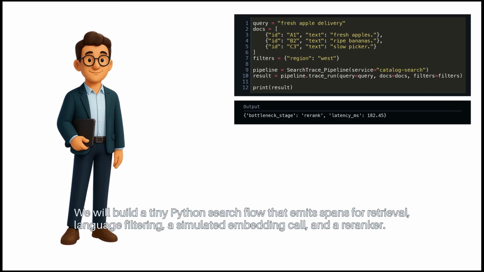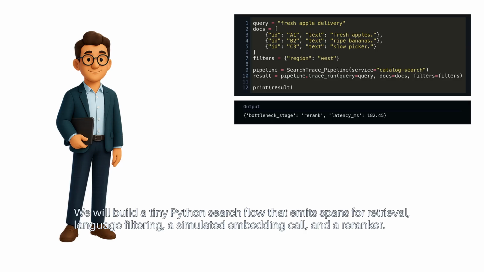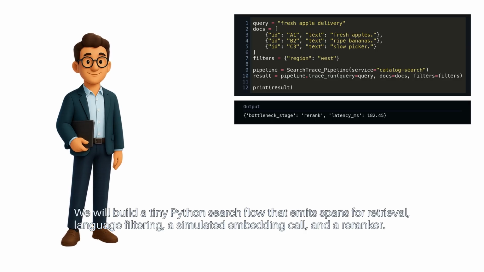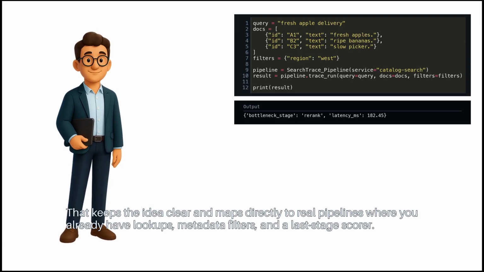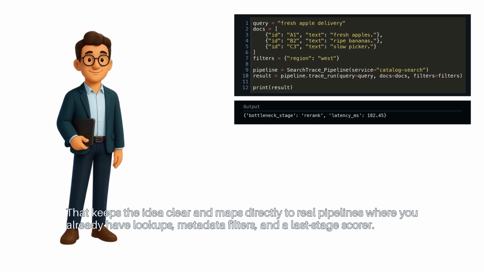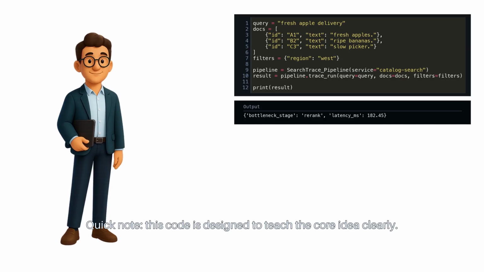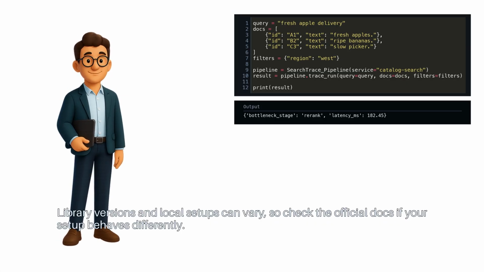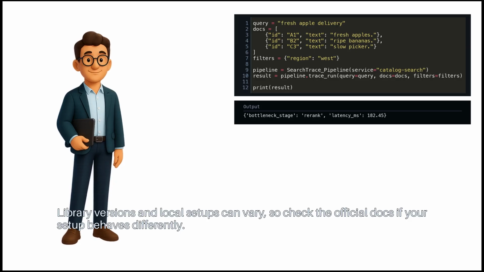We will build a tiny Python search flow that emits spans for retrieval, language filtering, a simulated embedding call, and a re-ranker. That keeps the idea clear and maps directly to real pipelines where you already have lookups, metadata filters, and a last stage scorer. Quick note, this code is designed to teach the core idea clearly. Library versions and local setups can vary, so check the official docs if your setup behaves differently.